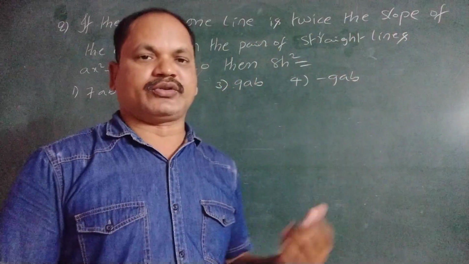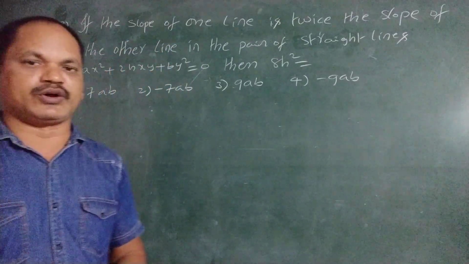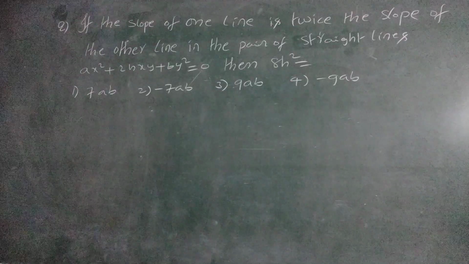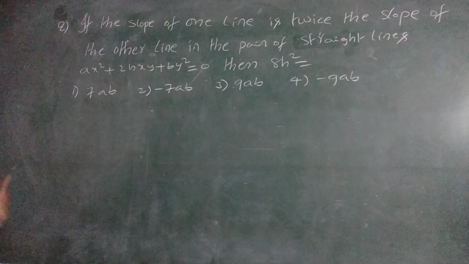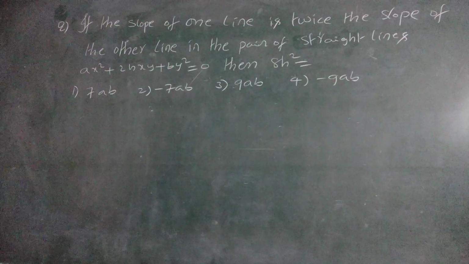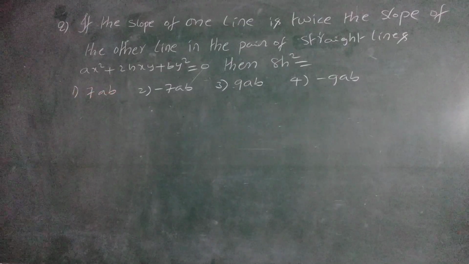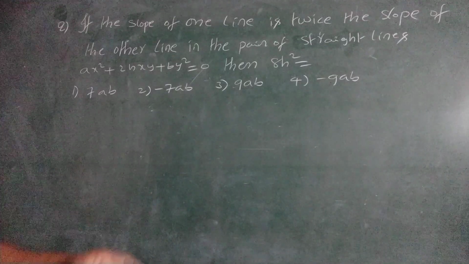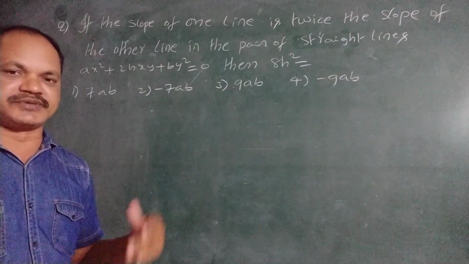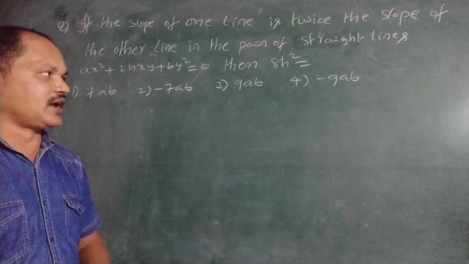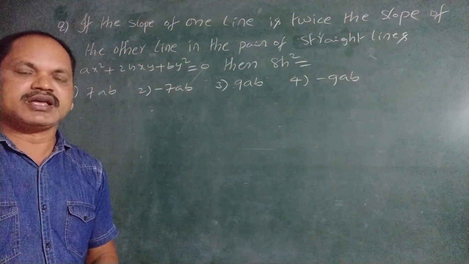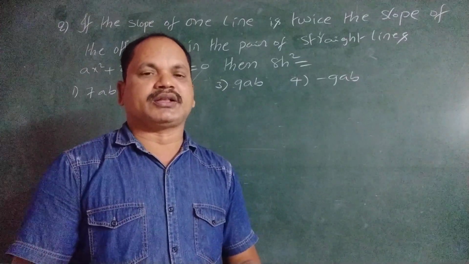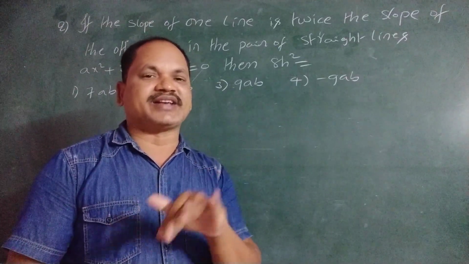Okay, we are going to the next question, which depends upon the same concept. If the slope of one line is twice the slope of the other line in the pair of straight lines equation ax square plus 2hxy plus by square is equal to 0, then 8h square is equal to: the first option 7ab, second option minus 7ab, third option 9ab, and fourth option minus 9ab. Yes, so this also depends upon the same concept, that means a ratio of the slopes.